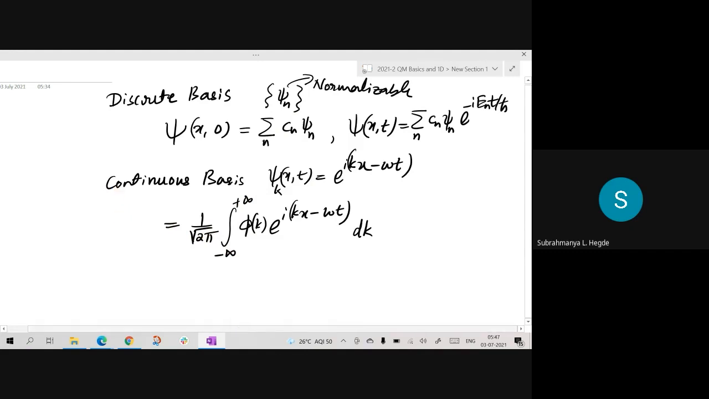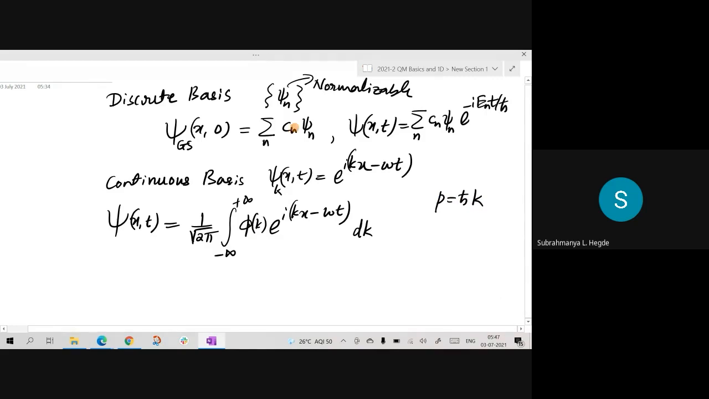Can I write this one as the general solution? So similarly, this one, the most general solution, is written like this. And this kind of solution is normalizable. And you have seen this solution, this is similar to the superposition state in case of our discrete basis. It contains many k values or many momentum values, because p is equal to h bar into k, isn't it? You can write like that.